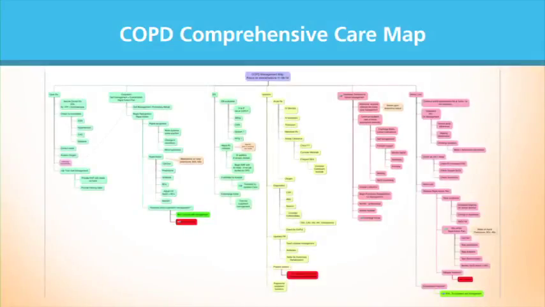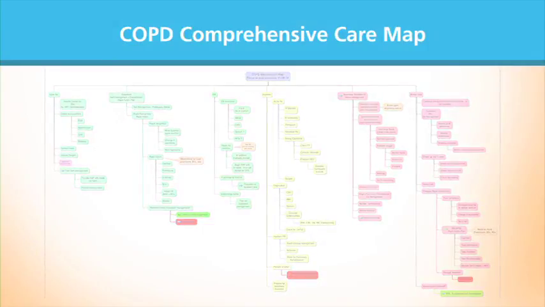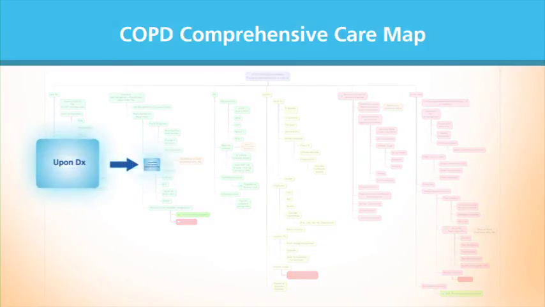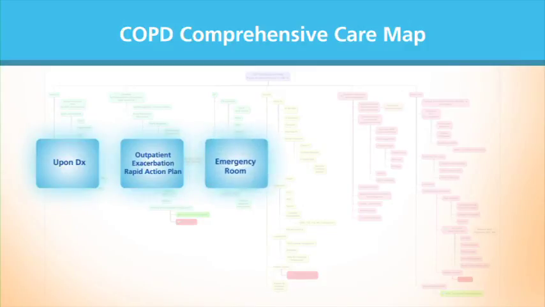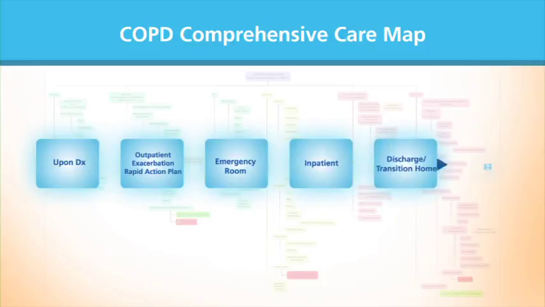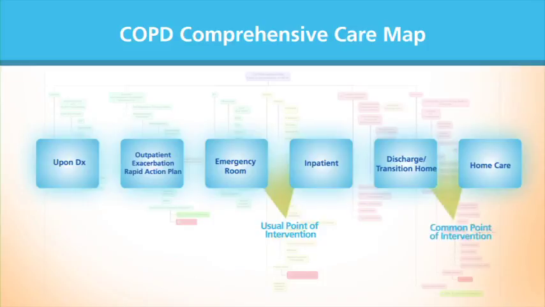This is the COPD chronic care map. Let's look at the details. The major headings are, upon diagnosis, outpatient exacerbation rapid action plan, the emergency room, inpatient care, transition to the home, and home care. Now, the usual point of intervention is sometime around the emergency room or even inpatient care. And the common point of disconnection is right between discharge home and getting home.